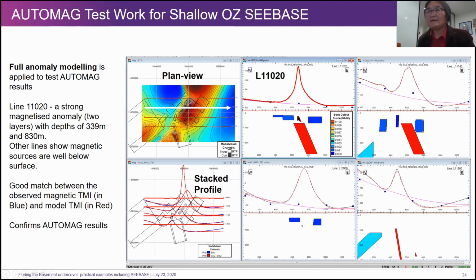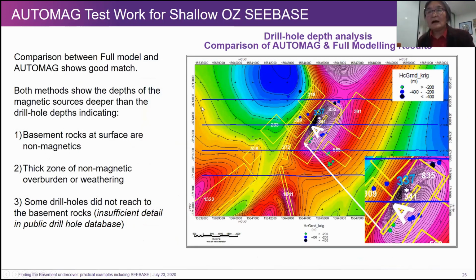For my model, the top is about 339 meters and the bottom is 830. In the rest of the line, you can see it matching very well, but none of this normally indicates the depth is at the surface. Here is the same area, and we are doing a comparison between the SEEBASE, the AUTOMAG and this forward anomaly modeling. In that particular drill hole area, the two results are very consistent. So now we have questions about these drill hole depths.